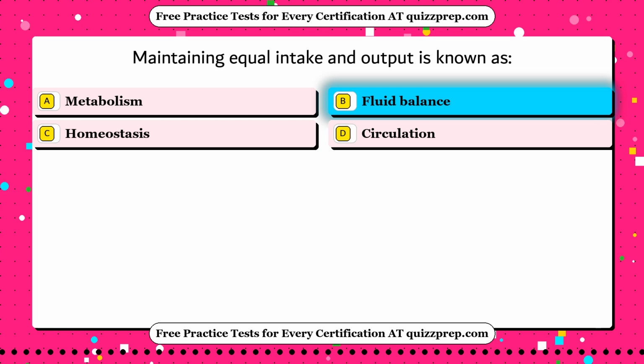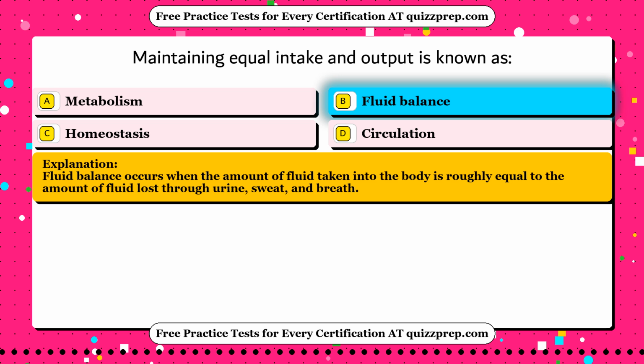The correct answer is option B. Fluid balance. Fluid balance occurs when the amount of fluid taken into the body is roughly equal to the amount of fluid lost through urine, sweat, and breath.